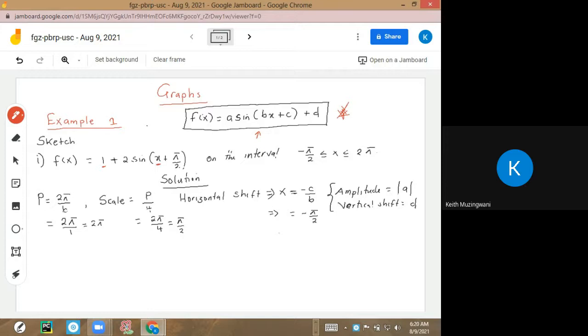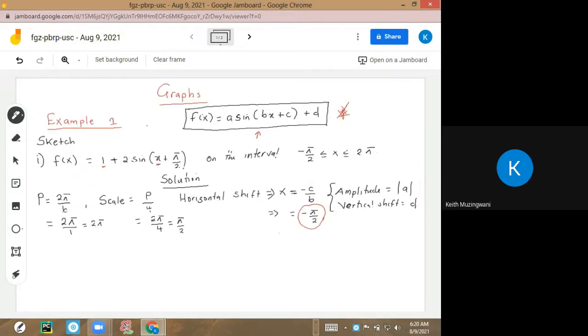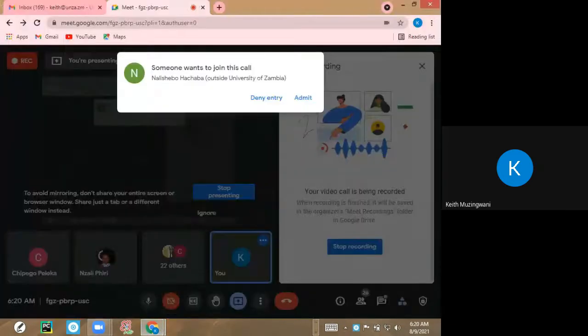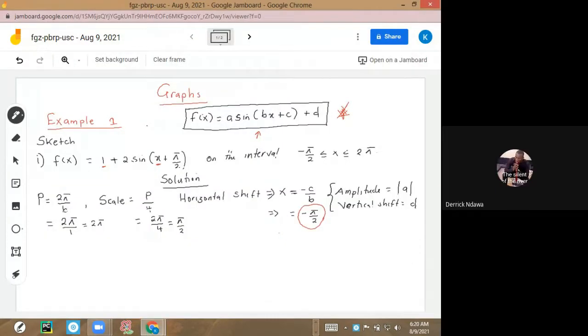Okay, so when you get the horizontal shift, you go to your sketch and start from there. Negative pi over 2. Excuse me, sir. I'm currently behind on how you got the horizontal shift.